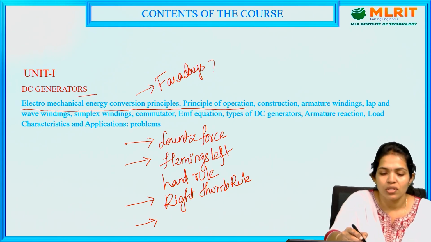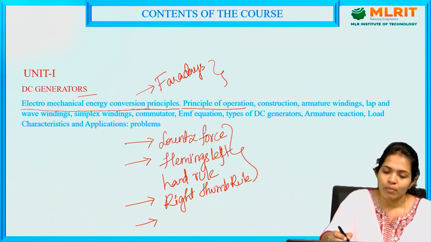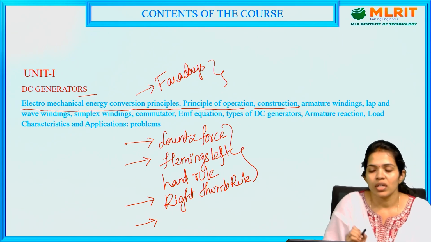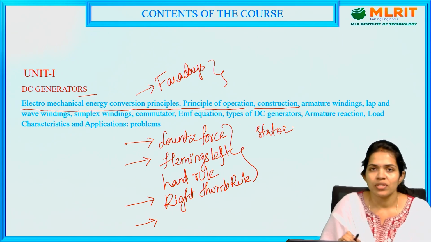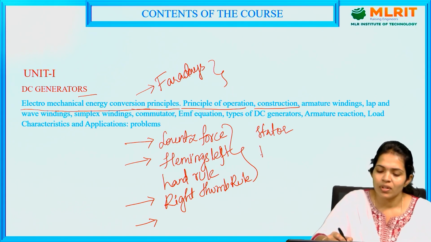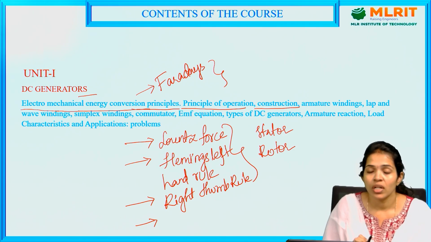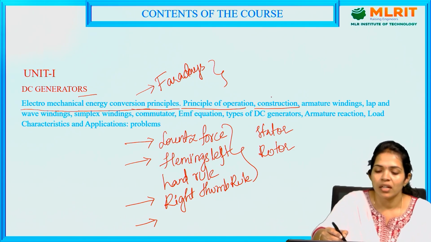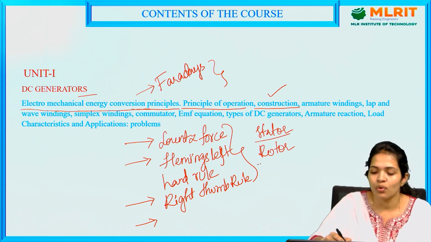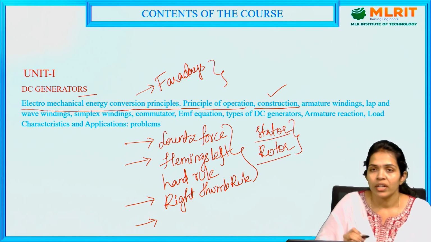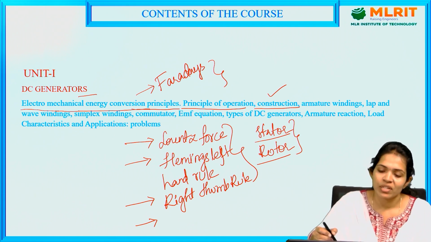What are the various laws involved in the working principle of the DC generator? We will study that. Then the construction: what is a stator and what are the parts situated in the stator. Then we will study the rotor, its various parts and their respective functions. So in the construction of DC generators, we will study the stator and rotor, their parts and the respective functions.